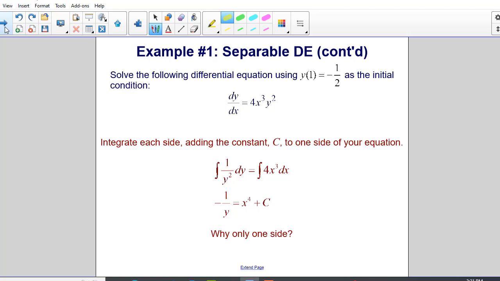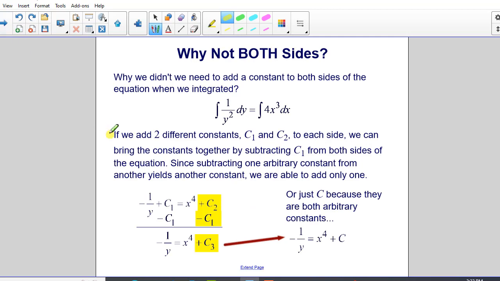When I integrate each side, adding the constant c to one side of my equation, I obtain negative 1 over y is equal to x to the 4th plus c. But why only one side? Let's analyze that a little bit further. If we add two different constants, let's call them c1 and c2, to each side, we can bring the constants together by subtracting c1 from both sides of the equation. Since subtracting one arbitrary constant from another yields another arbitrary constant, we are able to add only one. Or we can call it just c because they're both arbitrary constants.